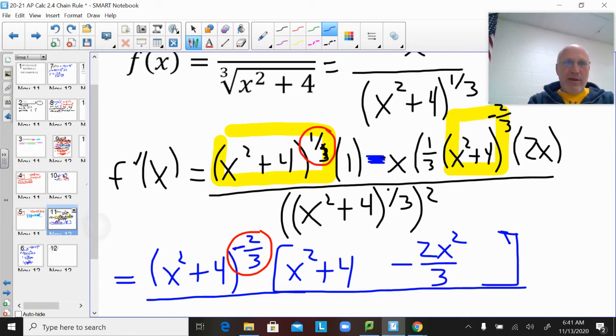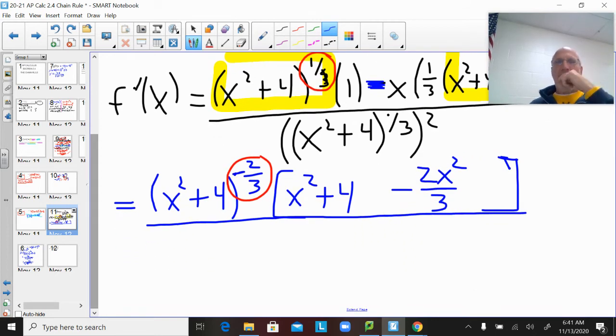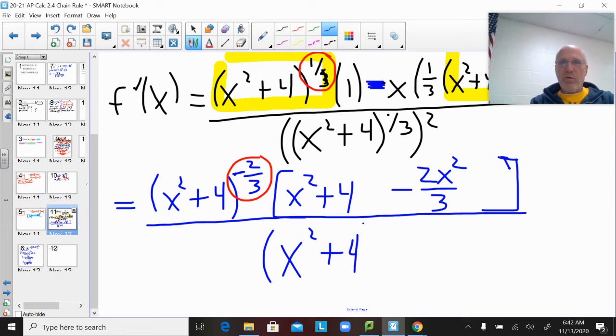All right. And now we can't forget about the bottom. Now, how can I write the bottom? It's x squared plus 4 to the 1/3 squared. When you raise a power to a power, you multiply exponents. 1/3 times 2 is 2/3. So I think this denominator could be x squared plus 4 to the 2/3.